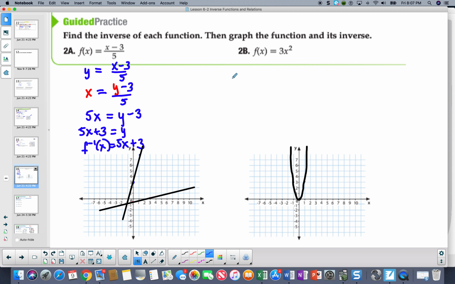Okay, let's go ahead and do the same thing here. I'm going to change that to a y, 3x squared. I'm going to exchange x and y, and then that's going to be x equals 3y to the second power here. Now I want to solve for y, so I'm going to divide both sides by 3.